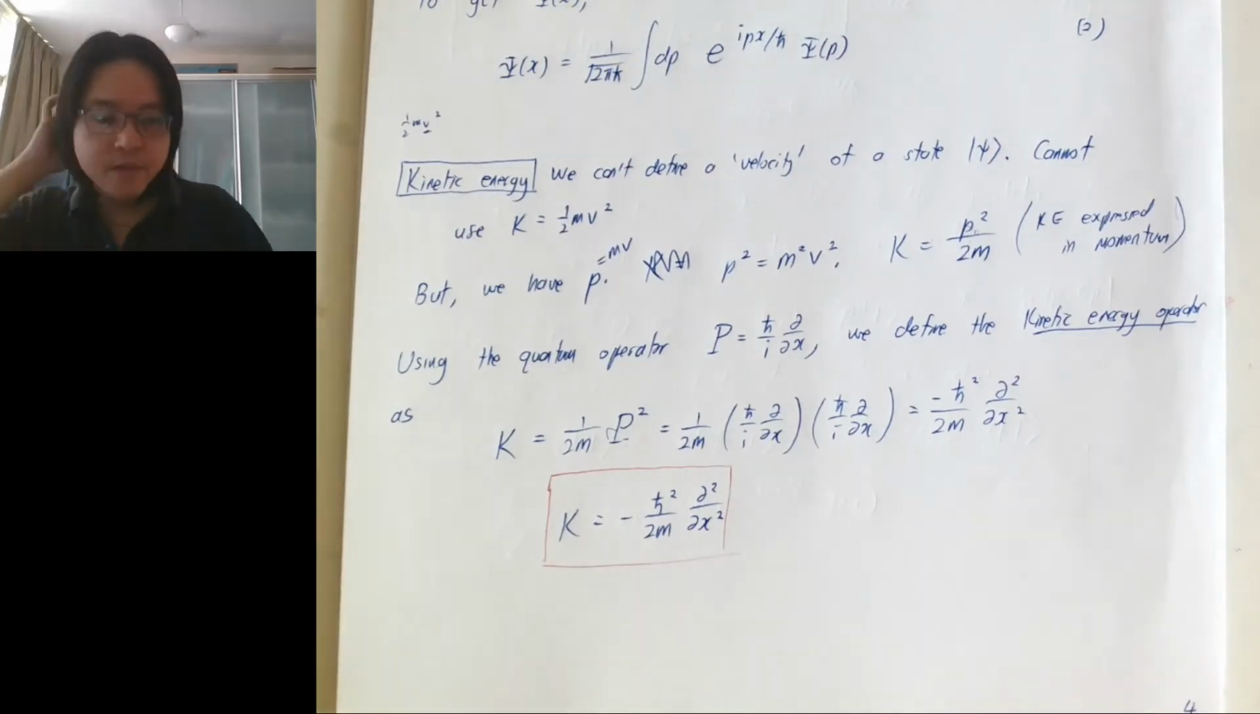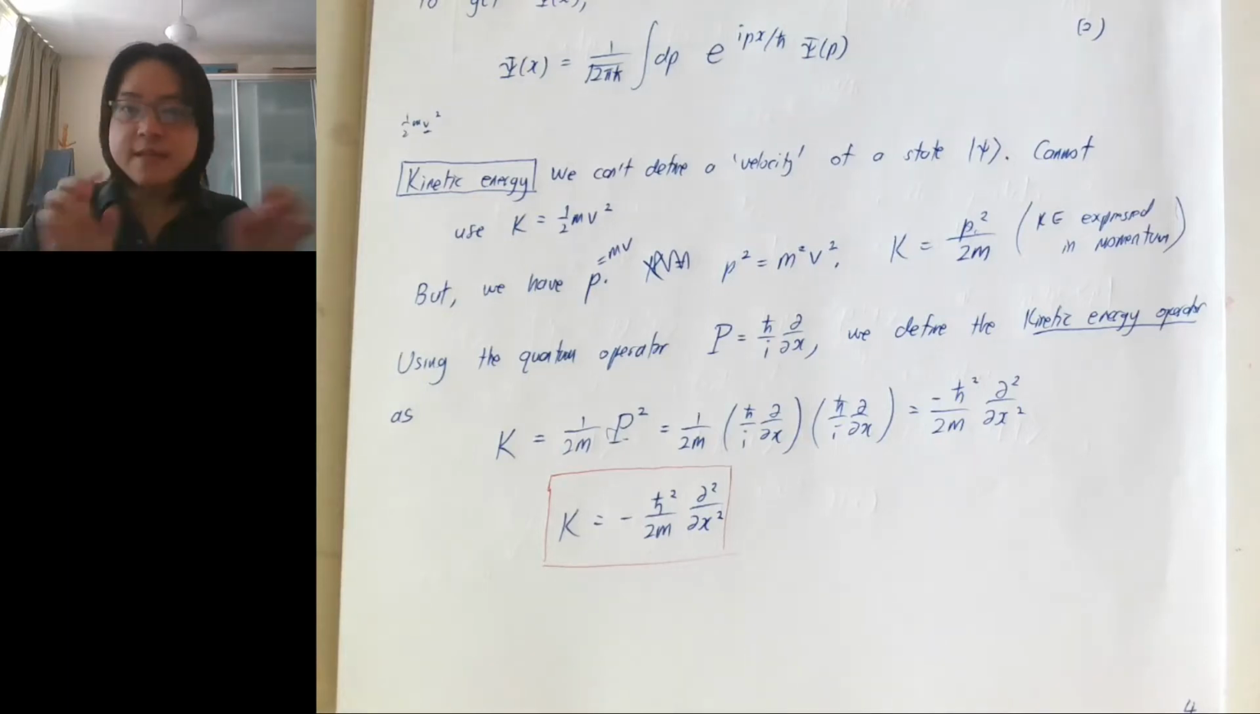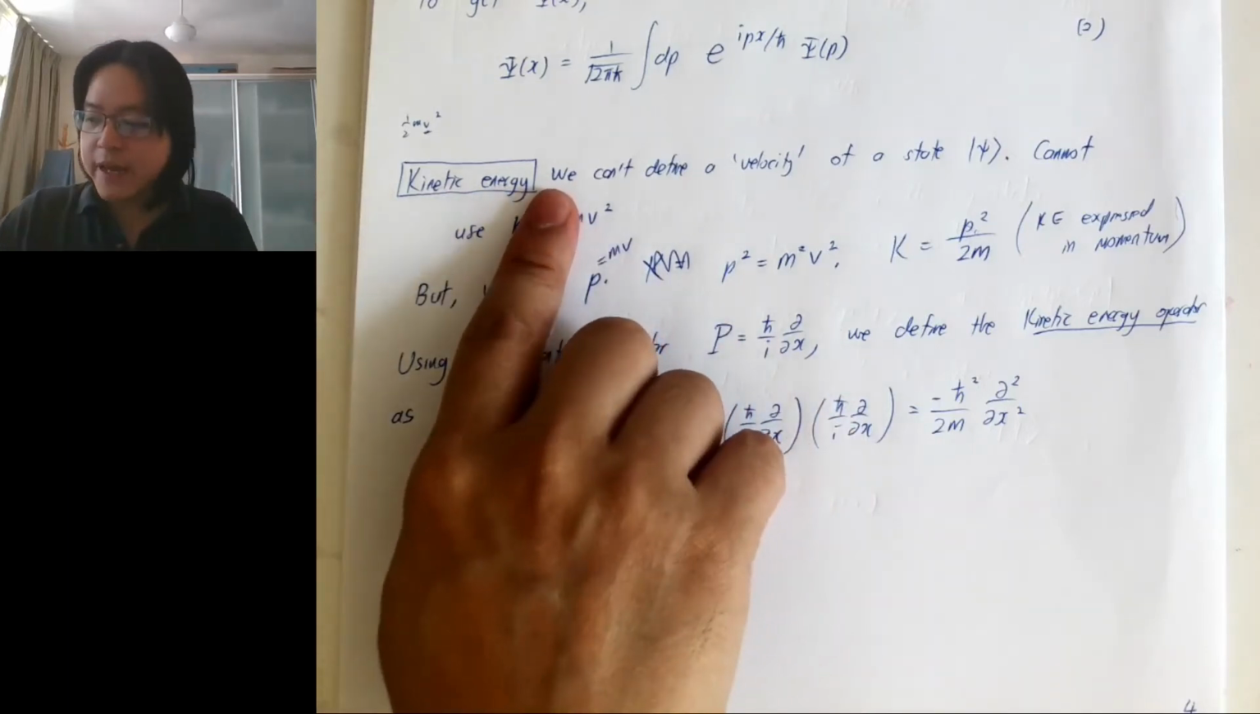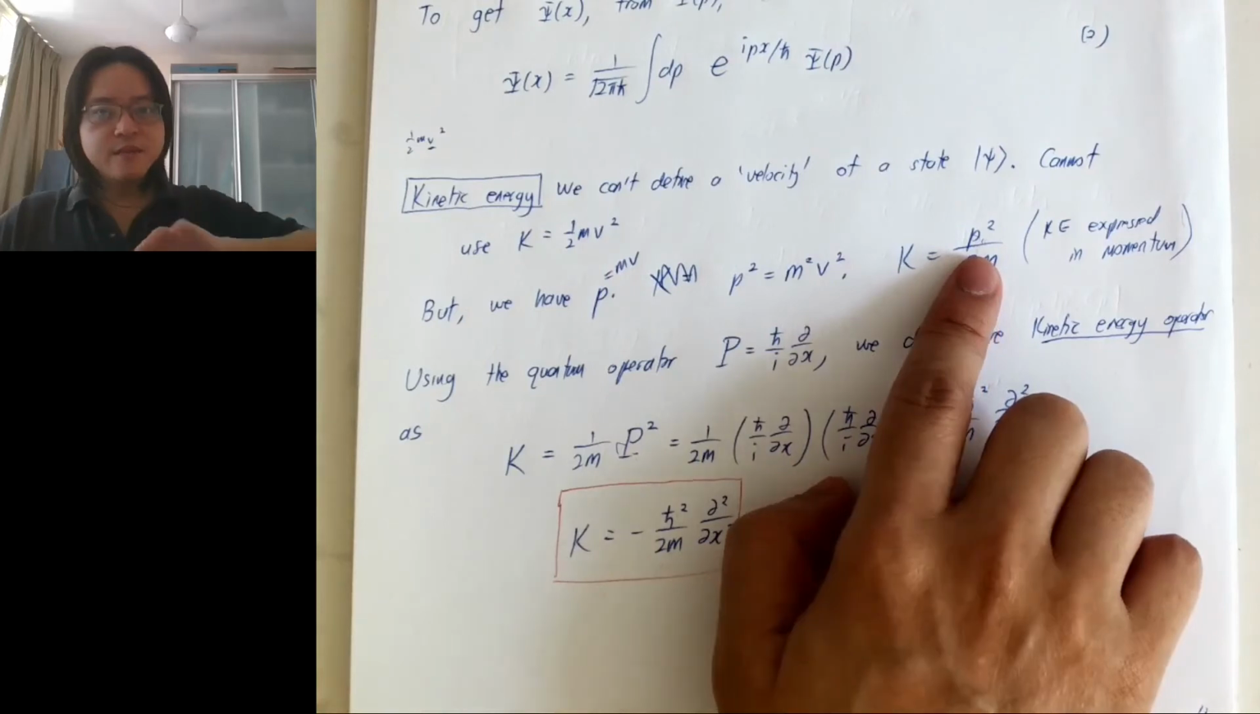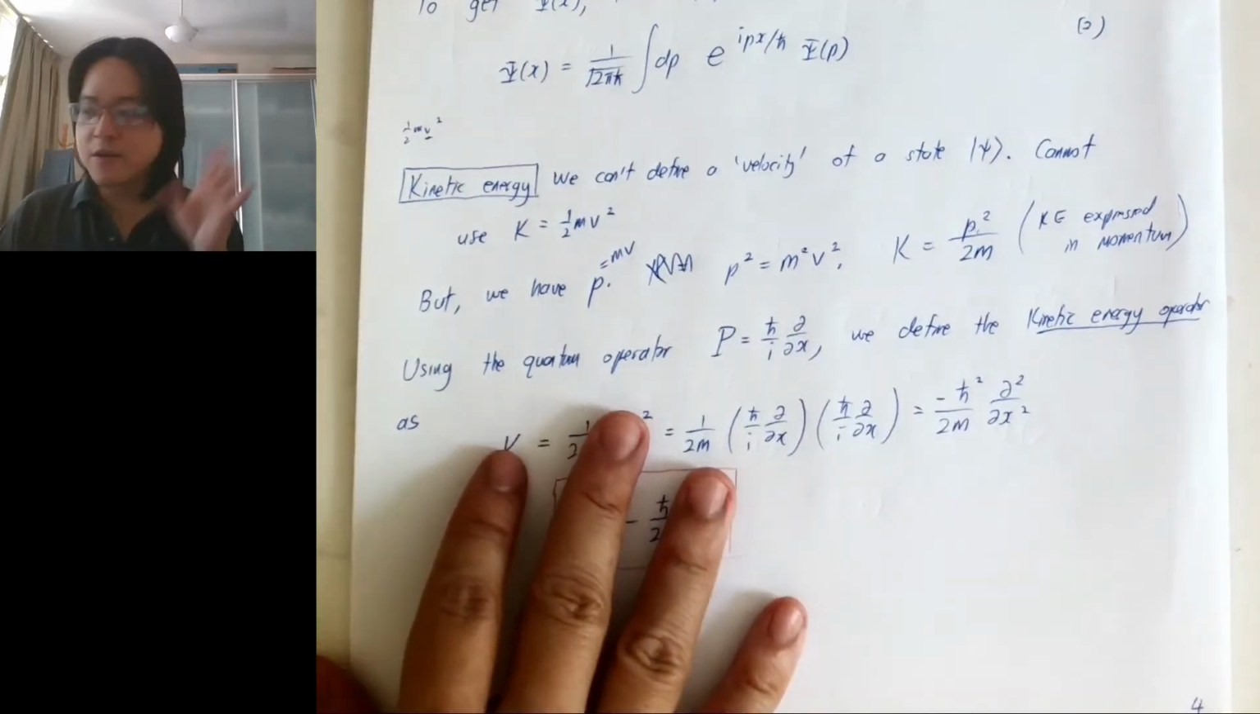Okay. So that is true. There's no more half mv square. We express everything in terms of p, and this is the part that appears in Schrödinger. Okay, yeah. Then this is what happens. So we will come back to this later, but I will mention this in passing.